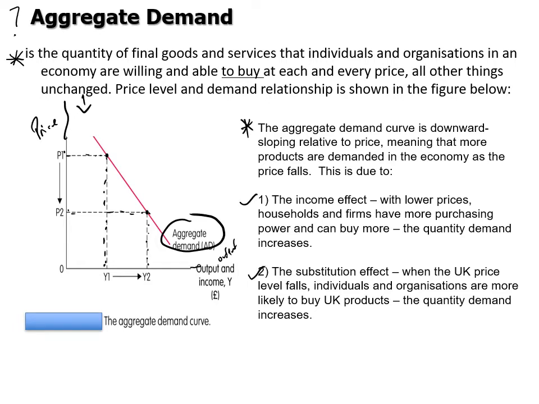Say for instance in the UK, which is our example in this case, when the UK price level falls, individuals and organizations are more likely to buy UK products. So if prices of goods produced in the UK fall, individuals, households, and organizations are more likely to buy made-in-the-UK products, and so the quantity demanded of UK products increases. So we have this summation of the income effect and the substitution effect affecting aggregate demand.